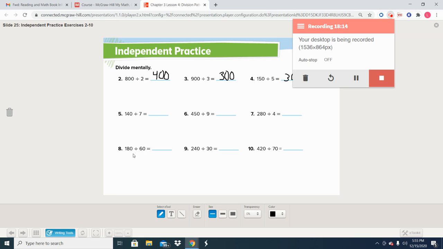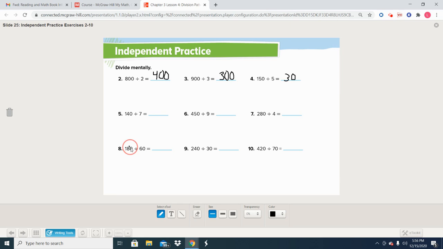180 divided by 6. So the strategy is to cross out 1 zero in the dividend, and 1 in the divisor. The same amount. So you have 18 divided by 6, and that answer is 3. And that is our answer. Same here, we cross out 1 zero in the dividend and 1 in the divisor. So we have 24 divided by 3 is 8.